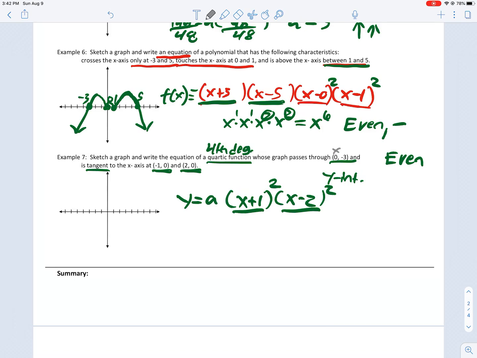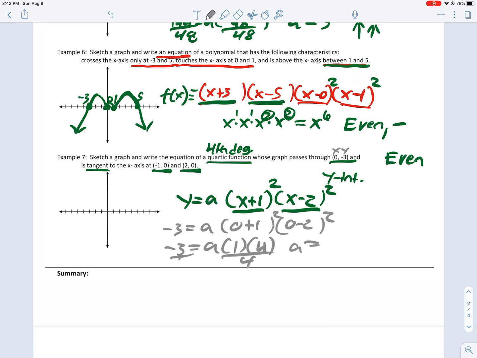Well, they gave us another point, right? 0, negative 3. So negative 3 for y, and then 0 for x. So negative 3 equals a times 1 times 4. So a equals, right, divide by 4, negative 3/4.